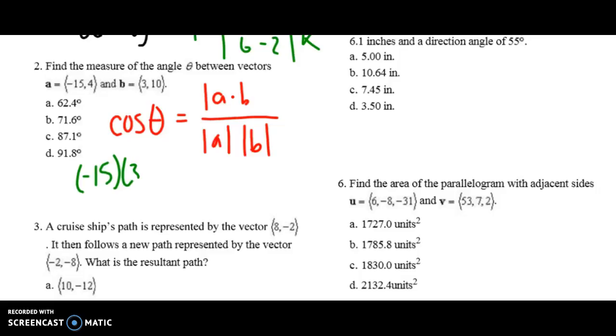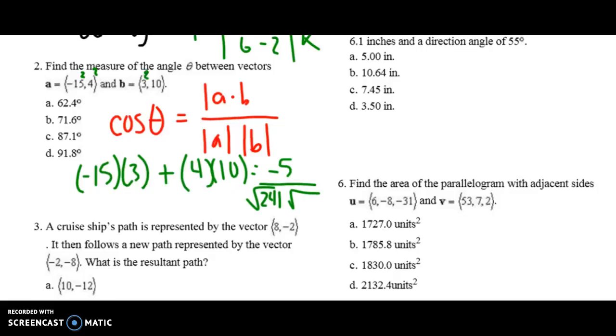Remember the dot product is -15 times 3 plus 4 times 10. So -15 times 3 is -45, plus 40 is going to be -5. Then to find the magnitude of A, remember we squared both of those and added them together. So 15 squared is 225, plus 4 squared is 16, so 225 plus 16 is 241, the square root of 241. Then for B, it's 3 squared plus 10 squared, so 9 plus 100, which is 109, so square root of 109.